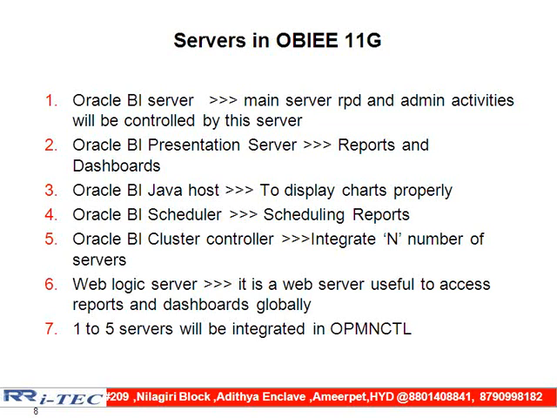Now, in 10G, if you take OBIEE 10G, all these servers used to be registered independently. But coming to 11G, the first 5 servers will be integrated inside OPMN and CTL. OPMN and CTL stands for Oracle Process Management and Notification, and control. That means the first 5 servers will be part of what, sir? OPMN and CTL. Am I clear with everything?